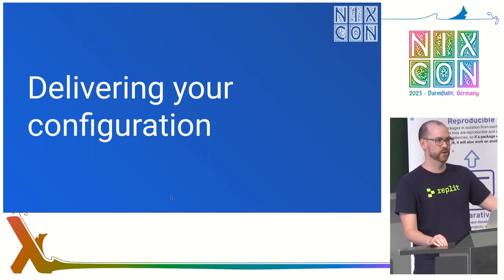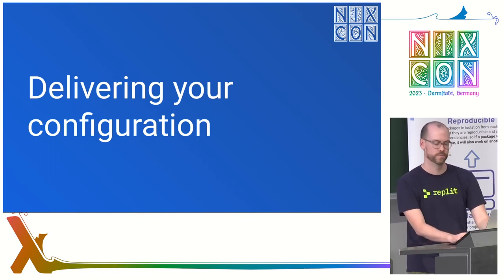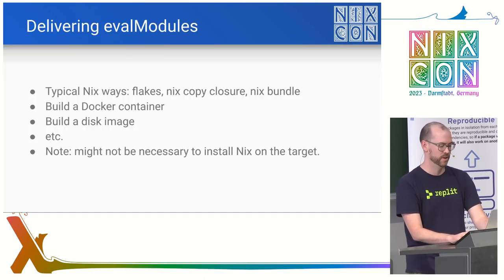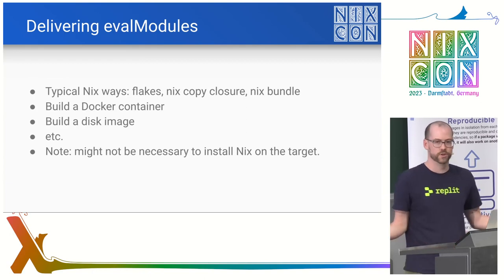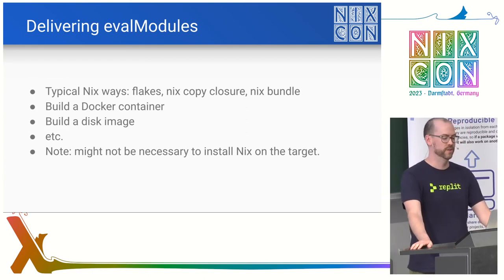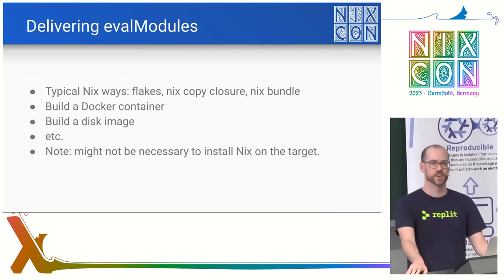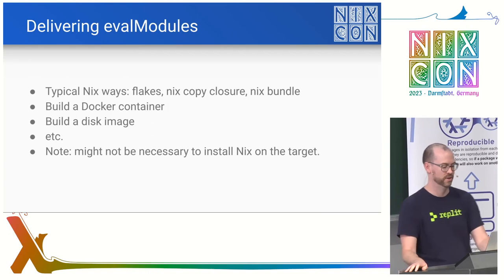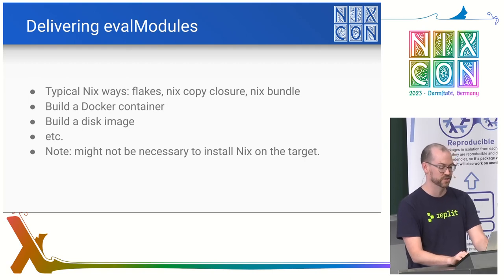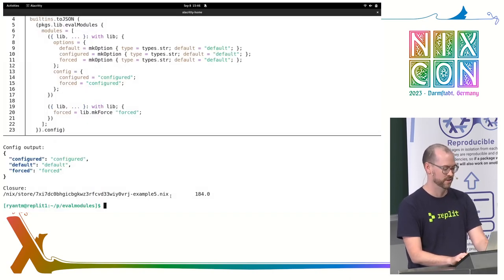So now we have this configuration and closure. How are we going to deliver that? How are we going to actually make this useful, sending it out to someone? So you can deliver eval modules in all the ways you might think of, typical Nix ways: use flakes, copy closure, Nix bundle. You can also make a Docker container or disk image. You can do all of these things. You can do all of them if you need to. And you note you can potentially even do this on a machine that does not have Nix installed. It's OK to use Nix stores without Nix being installed on machines. Scary thought, huh? OK.